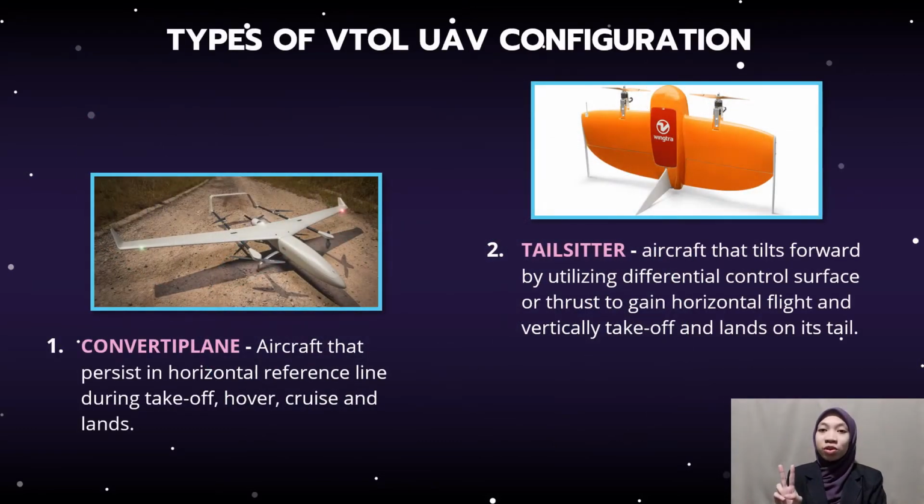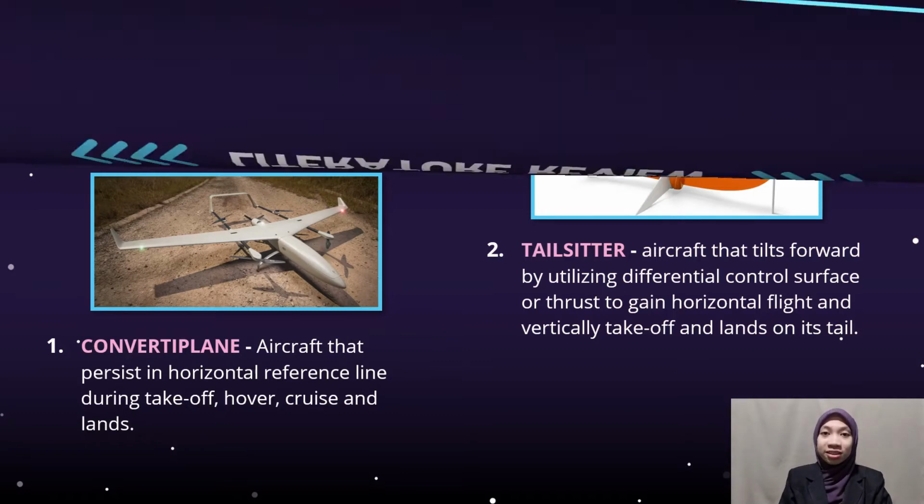There are two types of VTOL UAV configuration. The first one is the convertiplane, an aircraft that persists in a horizontal reference line during takeoff, hover, cruise, and landing. While the second one is the tail-sitter UAV, which is an aircraft that tilts forward by utilizing differential control surface or thrust to gain horizontal flight, and vertically takes off and lands on its tail.